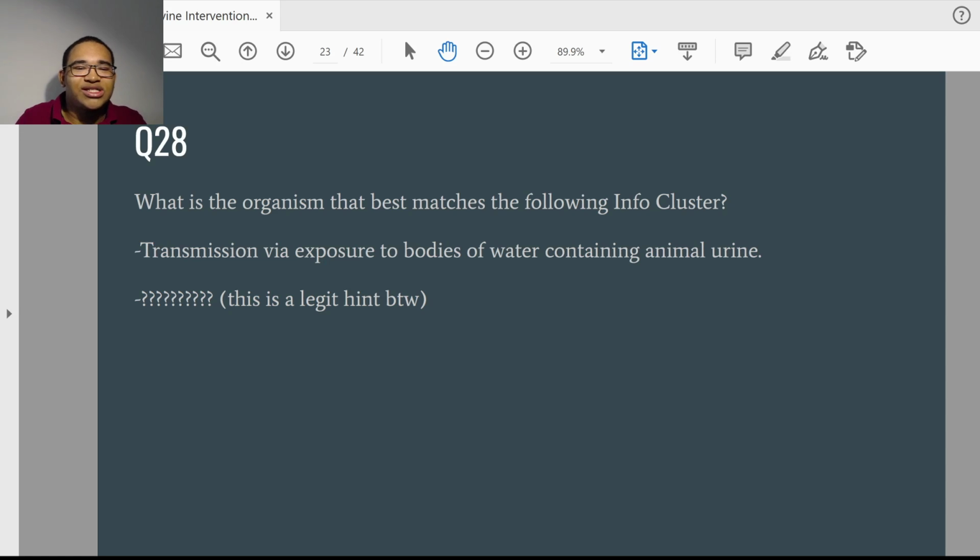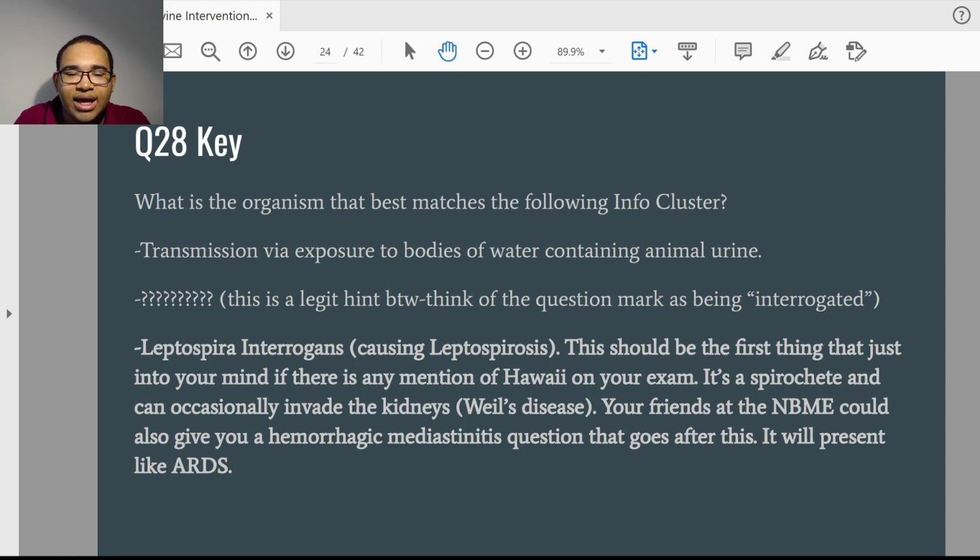Okay, now what is the organism that best matches the following information cluster? Transmission via exposure to bodies of water containing animal urine. And I put a bunch of question marks, and I say, oh, it's actually a legit hint. What am I talking about here? I hope you're telling me that this is leptospirosis, Leptospira interrogans. Basically, if they put Hawaii on any MBME exam, 99% of the time the right answer is going to be leptospirosis. And again, if you're exposed to water that has animal urine, then you're kind of in trouble. Don't forget it's a spirochete.